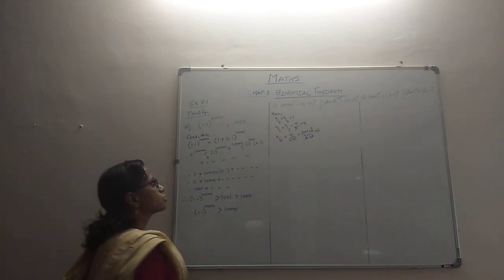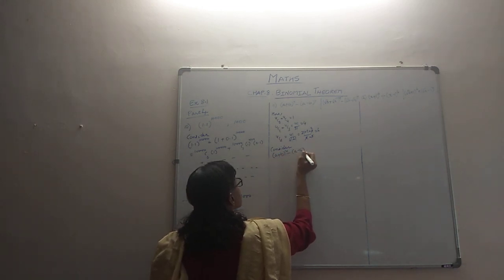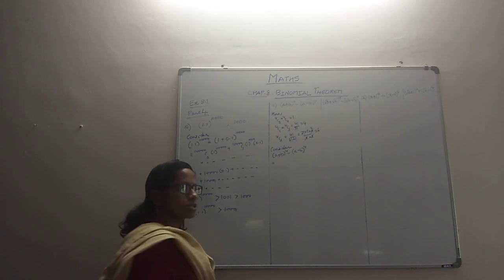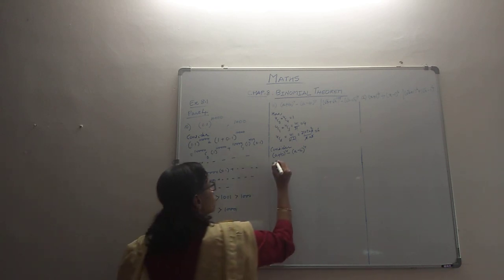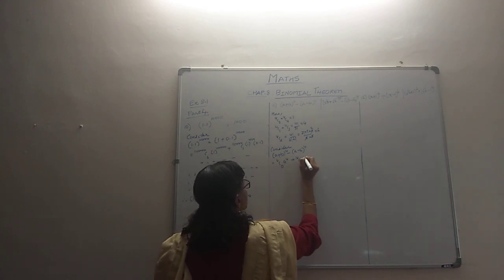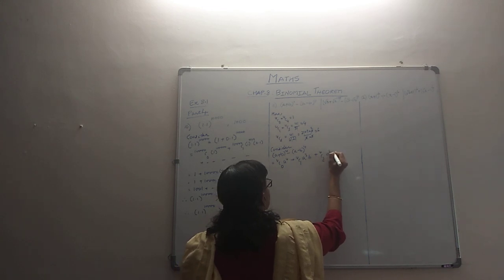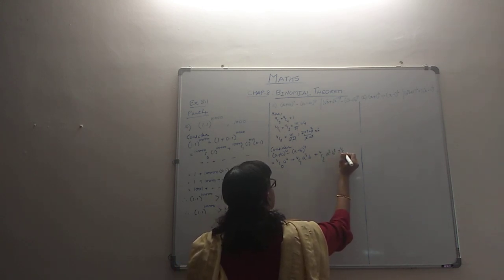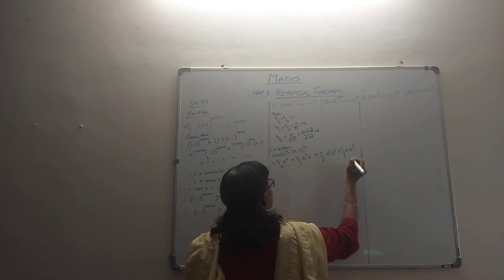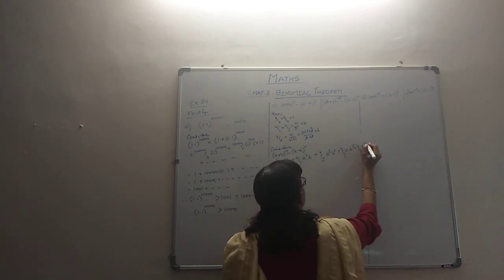Now, let's solve it. So, consider a plus b raised to 4. Let's take it right away. A minus b raised to 4. We have been doing quite a lot of problems now. I think we'll be able to get it. So, 4C0 a raised to 4, 4C1 a cube b, 4C2 a squared b squared, 4C3 a b cube, and 4C4 b raised to 4.